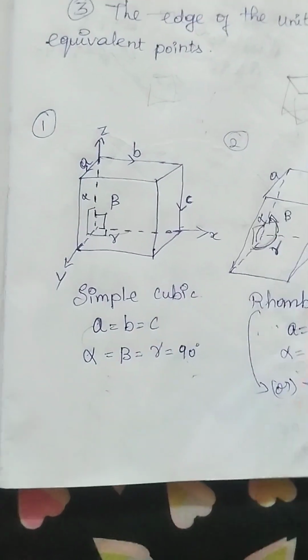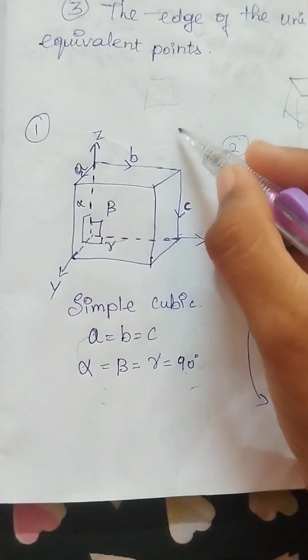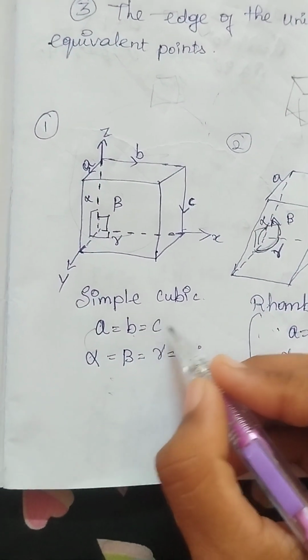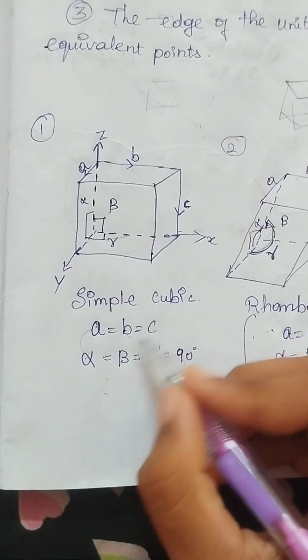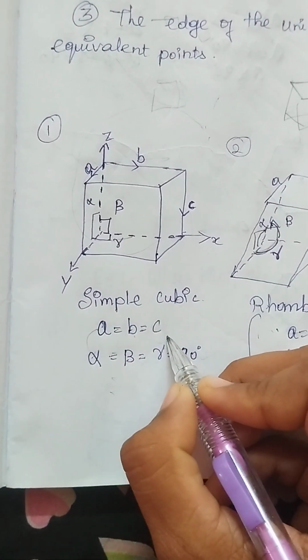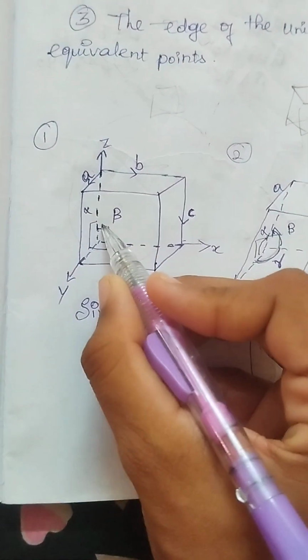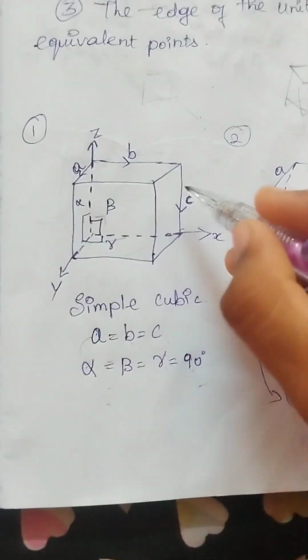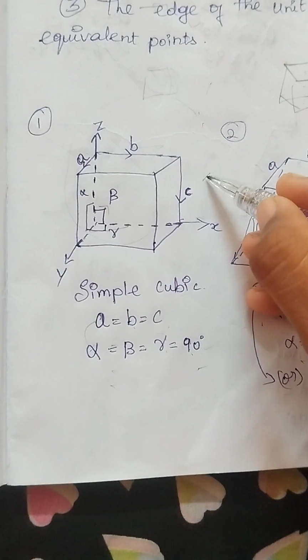First, the simple cubic unit cell. In the simple cubic unit cell, the structure is like this. All 3 edge lengths are equal: a, b, c are all equal, and all 3 angles are 90 degrees. This is the simple cubic unit cell.